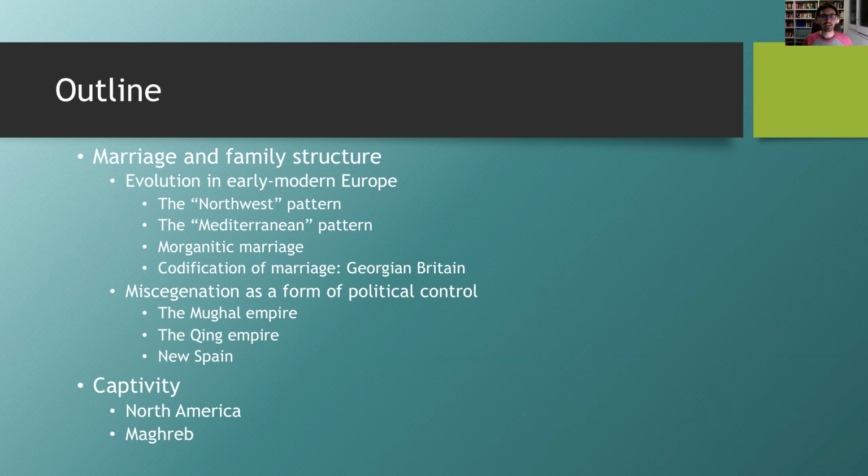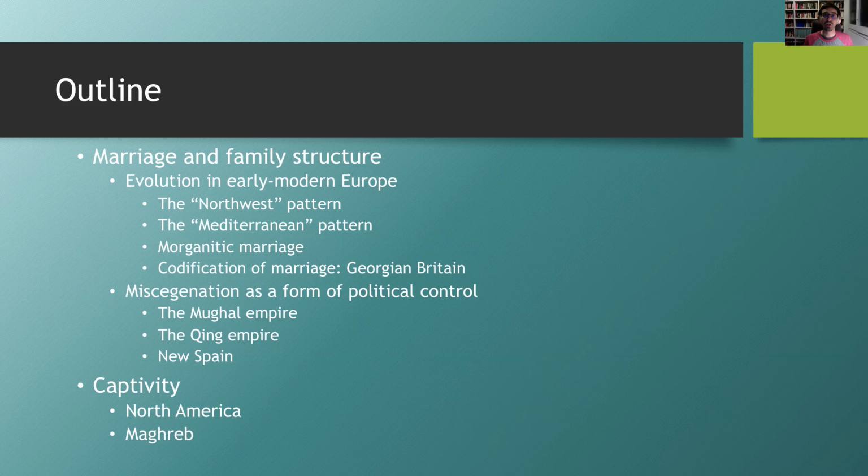We're going to discuss the issue of morganatic marriage, that is marriage of people from different social ranks. In particular, we're going to look at that in terms of marriage in Georgian Britain, that is Britain in the latter half of the 18th century. And we will see how marriage is being codified in a new and different way.